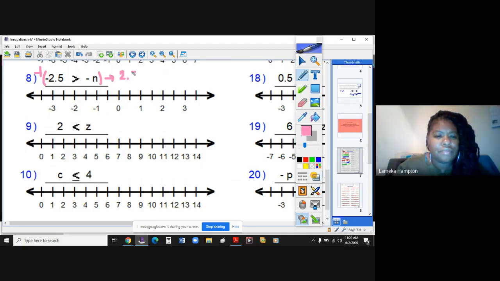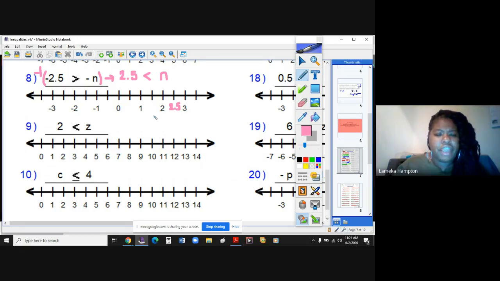A -1 times the negative n is going to give me a positive n. Now, because again, I multiplied by a negative number, that means my sign is going to be flipped. Now, 2.5 is between 2 and 3 because that's the halfway mark. So I'm going to put 2.5 here. Hopefully you all can see that.